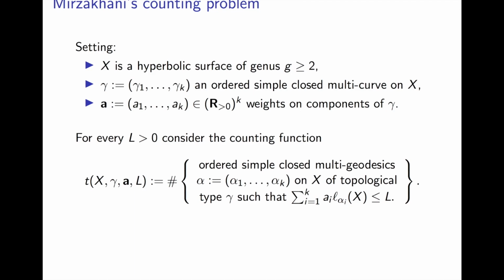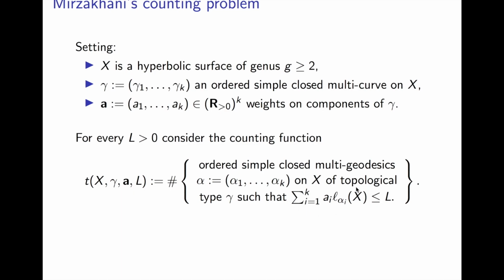And for every number L, we're going to consider the following counting function. Here, T stands for total length. So what we're going to count is the number of ordered simple closed multi-geodesics. When I say multi-geodesic, I just mean a multicurve, all of whose components are geodesics. So we're going to count the number of ordered simple closed multi-geodesics alpha on X, which have the same topological type as gamma, the multicurve that we fixed beforehand, and such that the length of the multi-geodesic satisfies the following constraint. If I add the length of the components and I weight them by the weights A, then that's going to be bounded by L.